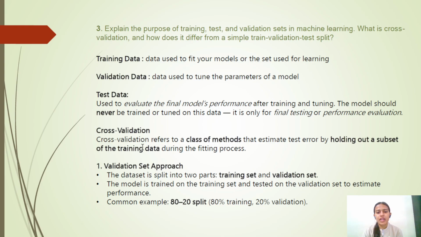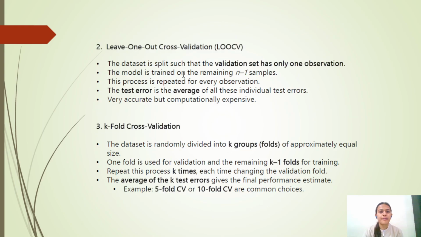Cross-validation. Cross-validation refers to a class of methods that estimate test error by holding out a subset of the training data during the fitting process. First, the validation set approach. The data set is split into two parts, training set and validation set. The model is trained on the training set and tested on the validation set to estimate performance. A common example is an 80 to 20 split, 80% training, 20% validation.